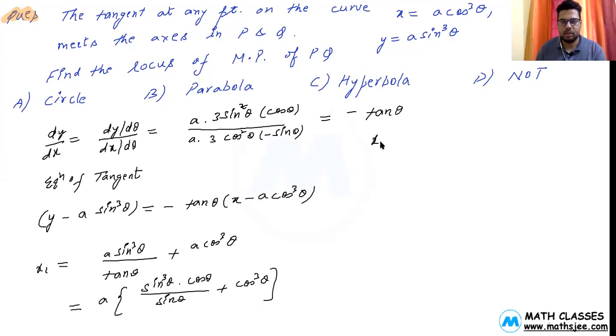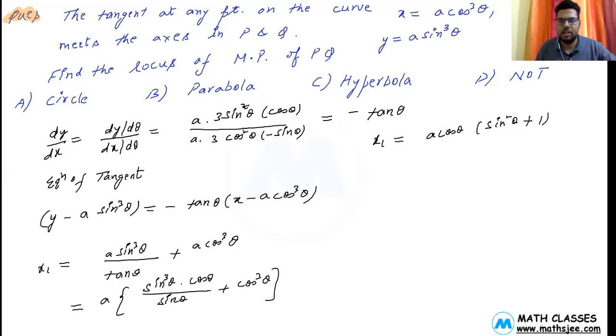Let us try to simplify this further. So x1 here will be sin square theta into cos theta. We can take cos theta also common. So a cos theta, and here we are left with sin square theta, and here it will be plus 1. So here we have sin square theta plus cos square theta. So the point P is a cos theta comma 0.